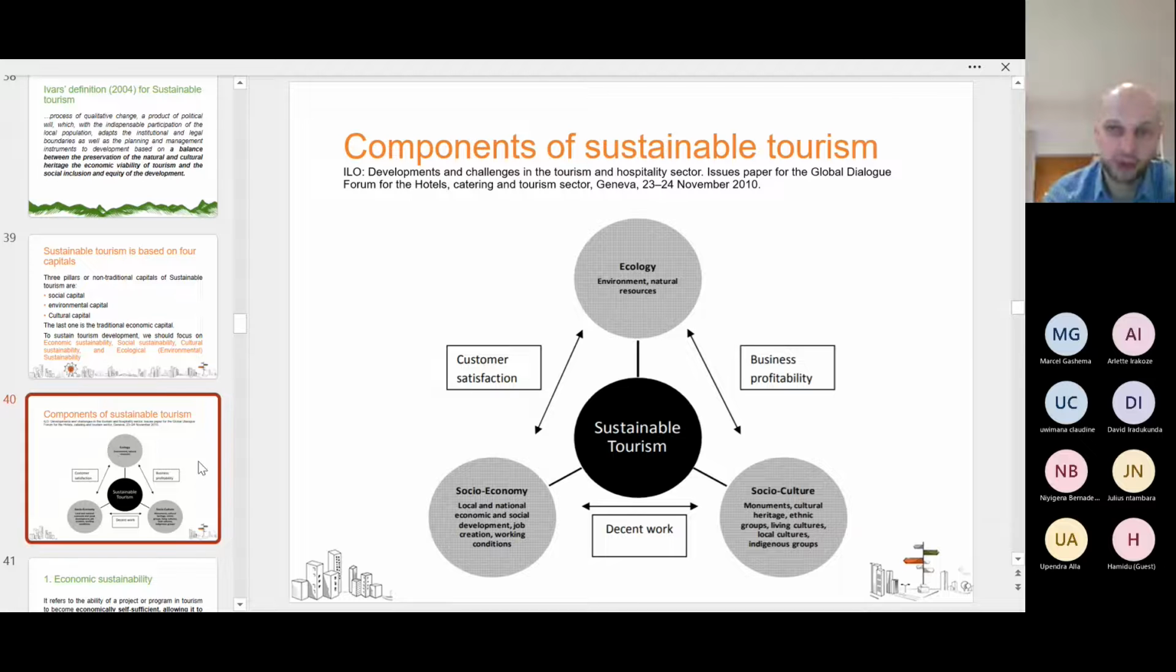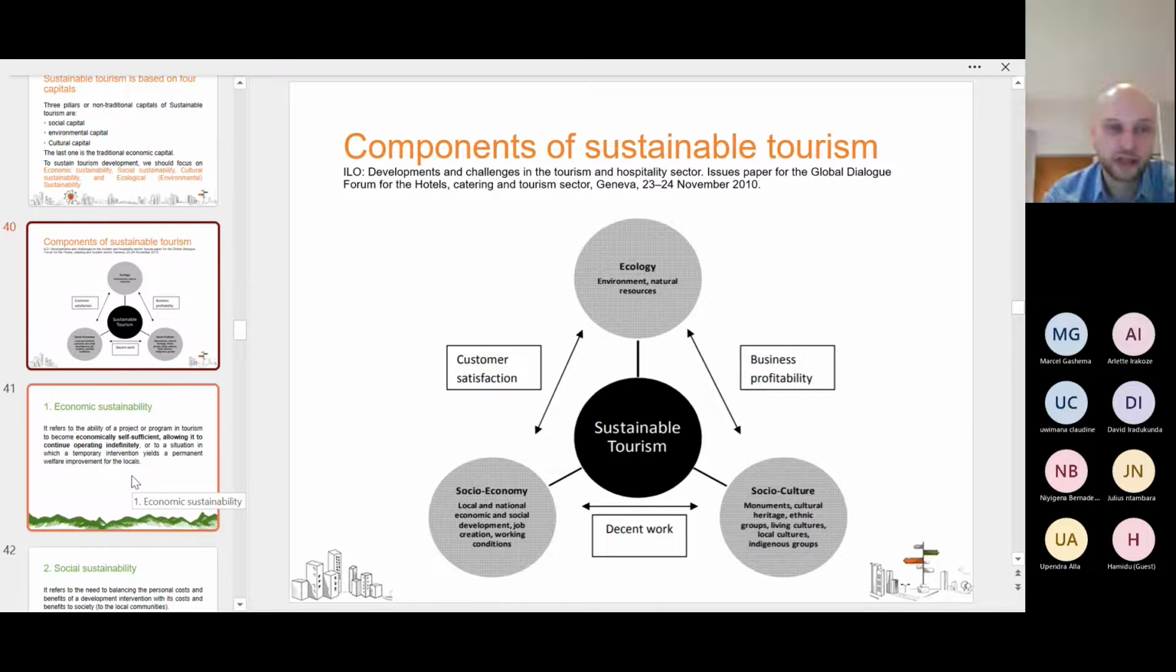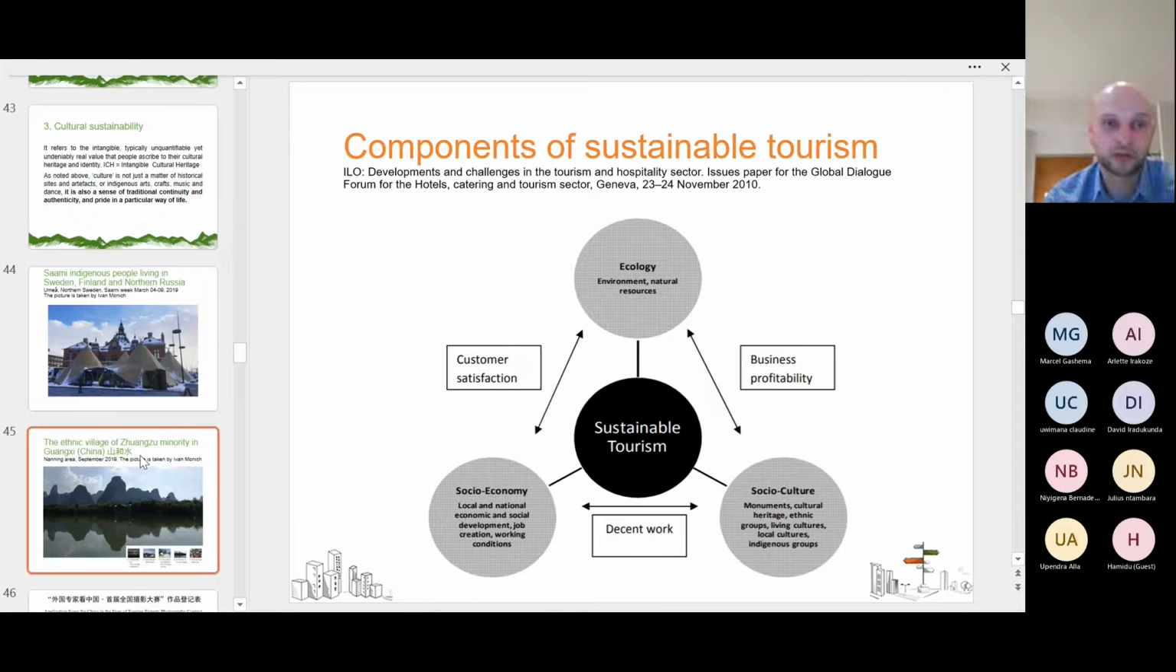Here you can see the components of sustainable tourism: ecology, socioculture, socioeconomy. So let's discuss in detail what social capital, environmental, and cultural capital include.